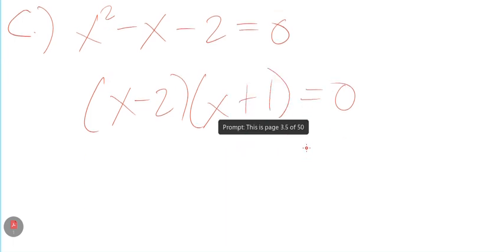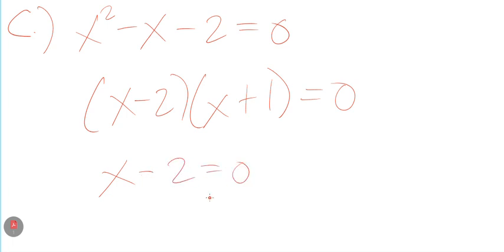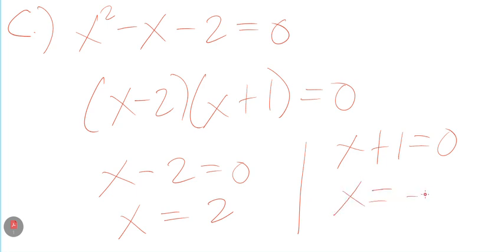Now we set each factor equal to 0. So that's going to give us the answers: x minus 2 equals 0, in which case x equals 2. For the other one, we have x plus 1 equals 0, so x is equal to negative 1. So that is how we were able to find the answers.